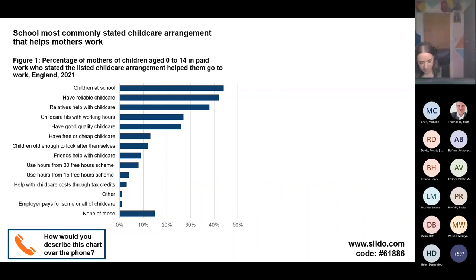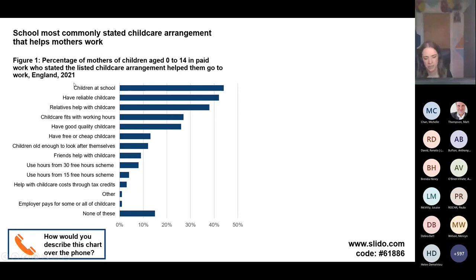Let me check something else. Yeah, so this is the chart we've got. This is what we're working on. Imagine you're working on this in your job. You've got the headline: school most commonly stated childcare arrangement that helps mothers work. You've got the stats subtitle: percentage of mothers of children aged 0 to 14 in paid work who stated the listed childcare arrangement helped them go to work, England 2021.